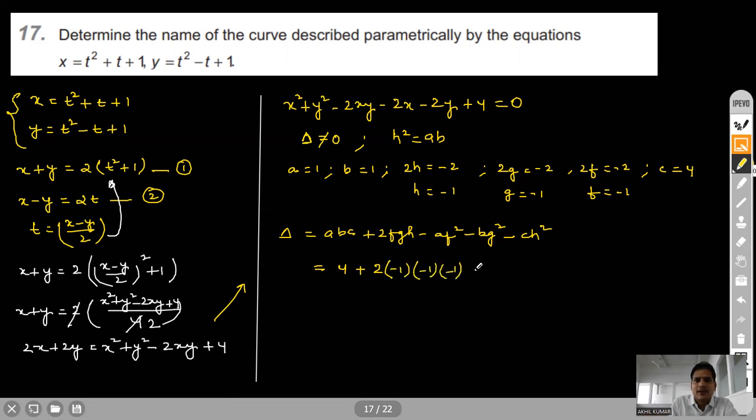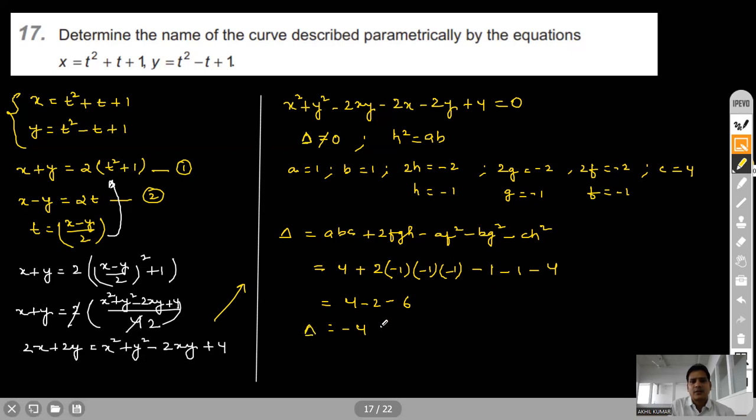H is also minus 1. And minus A, A is 1. F is square means it will be 1. Minus B, B is 1. And G is square, it will be 1. Minus C, C is 4. So this will be minus 4 only. H is minus 1. So this is coming out to be 4 and 2, this will be completely minus 2, then minus 6. So from here you see 4 minus 8, no? Minus 8 plus 4 means this is minus 4.